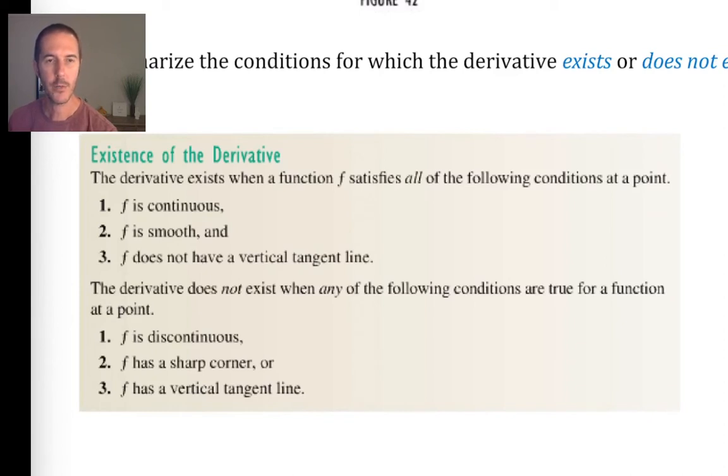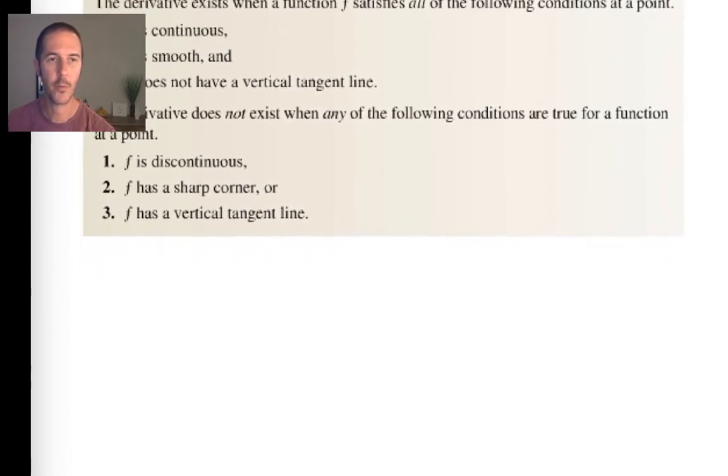And you can approach this inspection of a function or of a graph sort of from the other side by saying, when does the derivative not exist? Well, it's not going to exist if the function's discontinuous, hole or asymptote, if it has a sharp corner, or if it has a vertical tangent line. Just a different way to phrase the first 3.